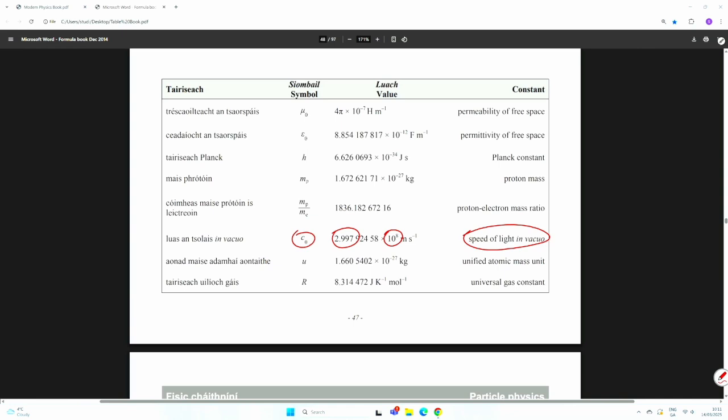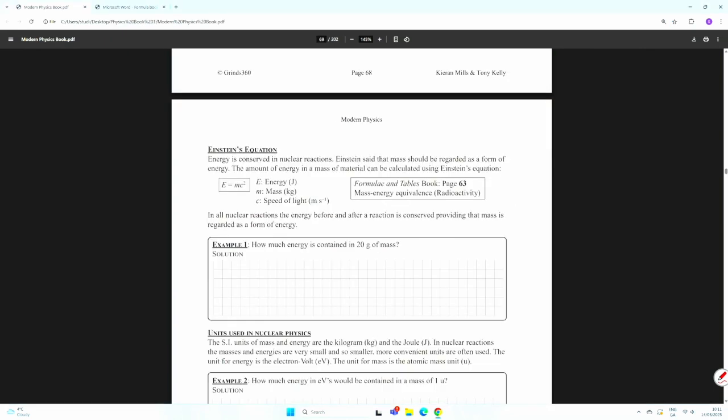So let's have a look at an example using Einstein's famous equation. Let's have a look at example number 1. It says how much energy is contained in 20 grams of mass.